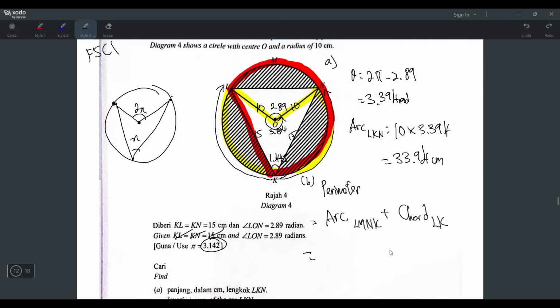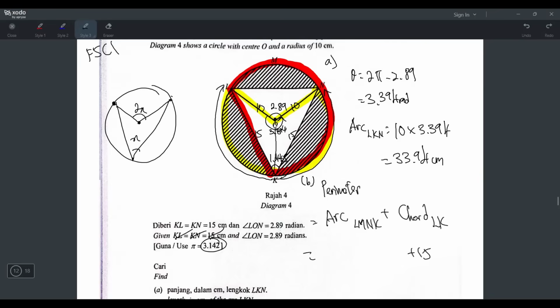For the chord LK, I know it's 15 already, right? But how are you supposed to find the arc here? Can I take 33.94? I don't think so. 33.94 is from here to here, but I want the red one. But will it be the same? Let me think. 33.94 is here. What if I draw a line like that, and then divide this one by two.